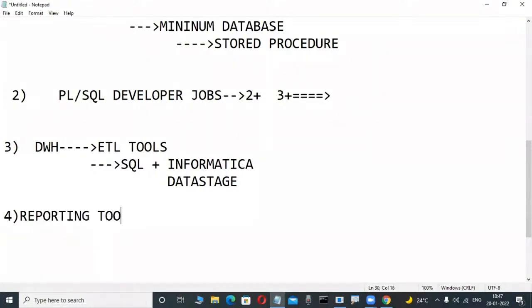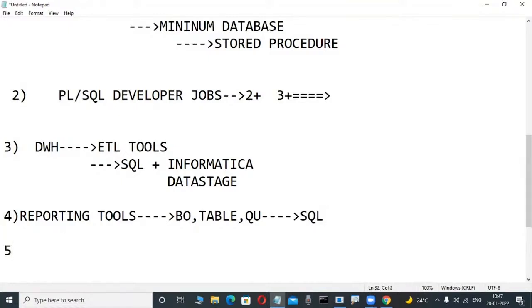So many reporting tools are there worldwide. In Oracle, there are BO, OBI. Nowadays there are tools like Tableau, QlikView. With these tools they get jobs easily, and minimum basic SQL knowledge is required. Those persons also learn these courses.